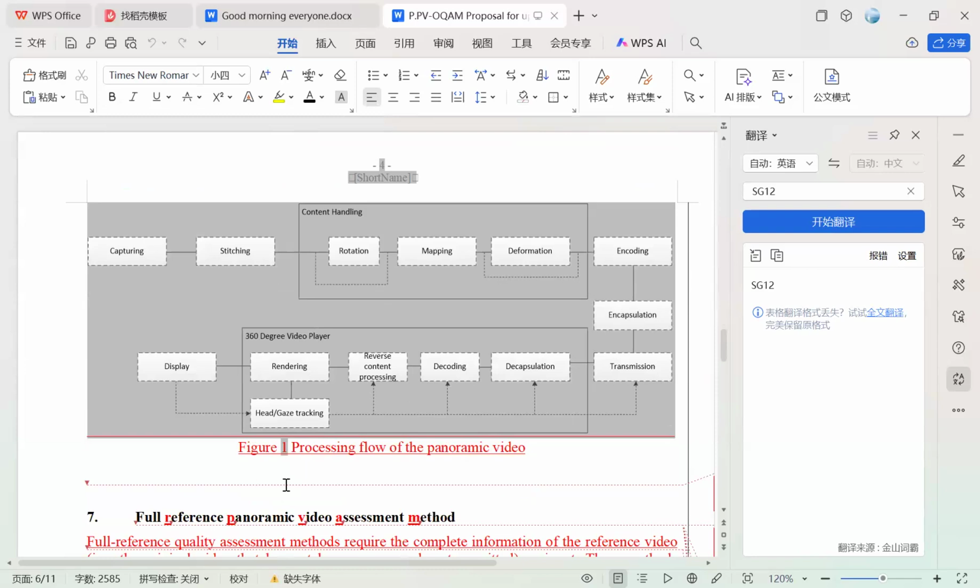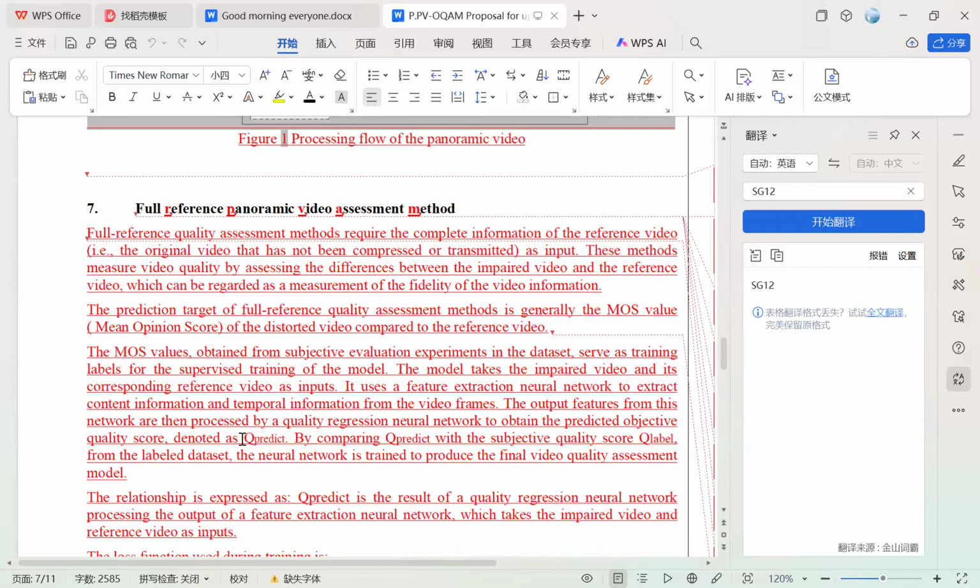Figure 1 is the processing flow of the panoramic video. It includes functions such as capturing, stitching, and content handling, encoding, encapsulation, transmission, and the 360-degree video player, and then the last is the player. And in section 7, we give the full reference panoramic video assessment methods.